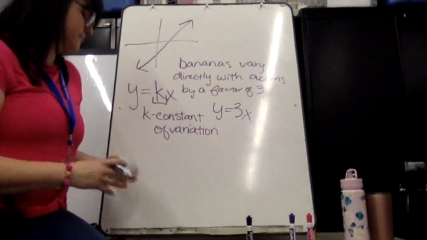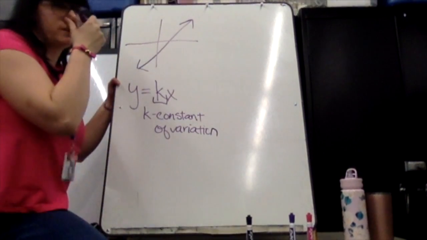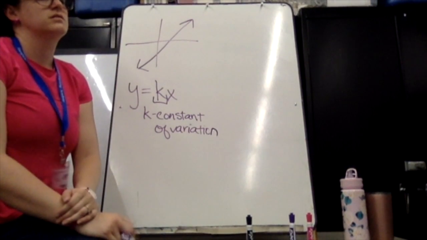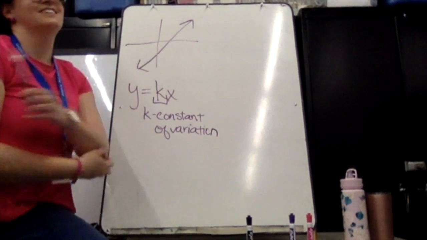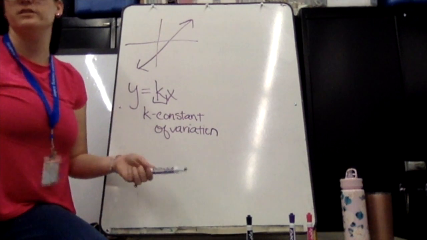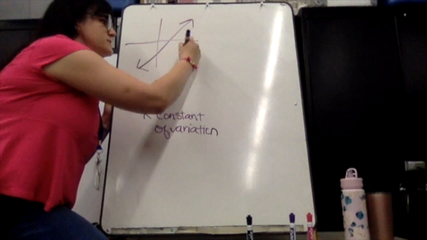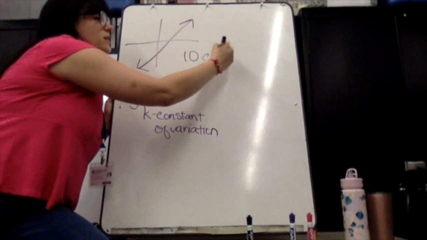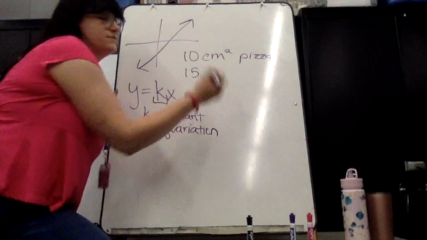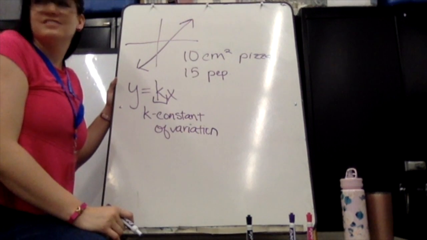So, if they tell you, a very classic example of this is if they say something like, when you are eating pizza, the number of pepperoni slices varies directly with how large of a pizza it is, like the area of the pizza. So, when you have 10 centimeters squared, it's a very small pizza, you have 15 slices of pepperoni. That's a lot of pepperoni on a pizza.